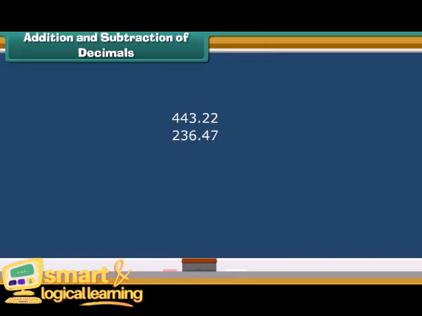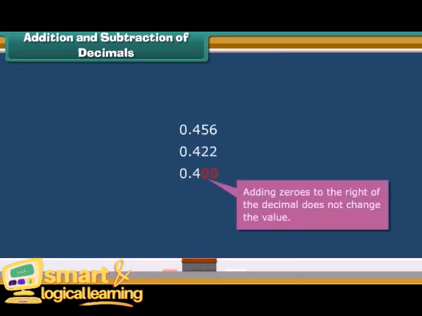Decimals are easier to add or subtract just like whole numbers. For this purpose, you have to line up the decimals first. See, it's easy. Also, decimal numbers are easier to compare, just by adding zeros at the end of the shorter number to make the numbers of the same length. And you can tell right away which number is bigger. Remember, adding zeros to the right of the decimal does not change the value.